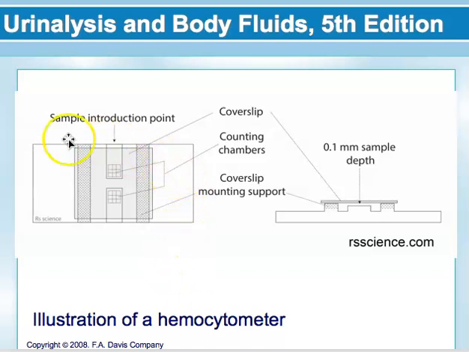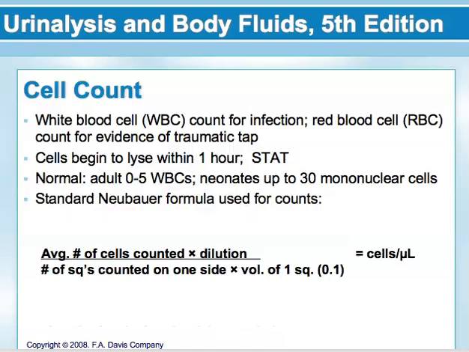This is a top-looking-down image of a Neubauer counting chamber. It's got 2 sides to it. There's side 1 that we would count, and side 2. So you're counting each side, getting the average number of cells, multiplying that times the dilution if you used one, divided by the number of squares counted on one side times the volume of each square, sorry, which is 0.1.